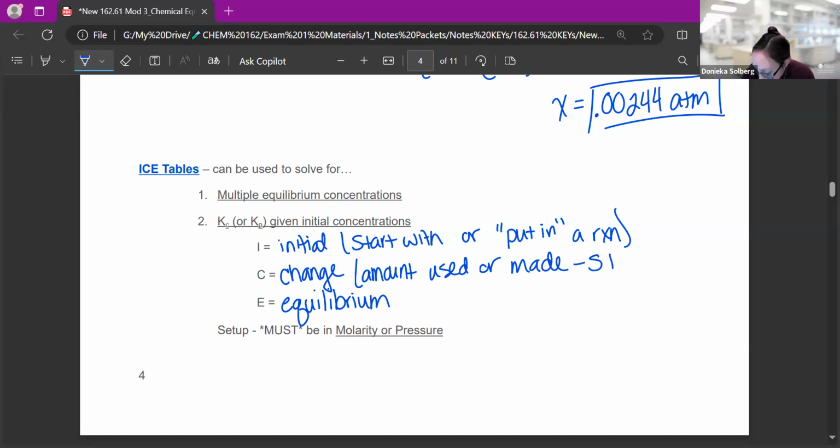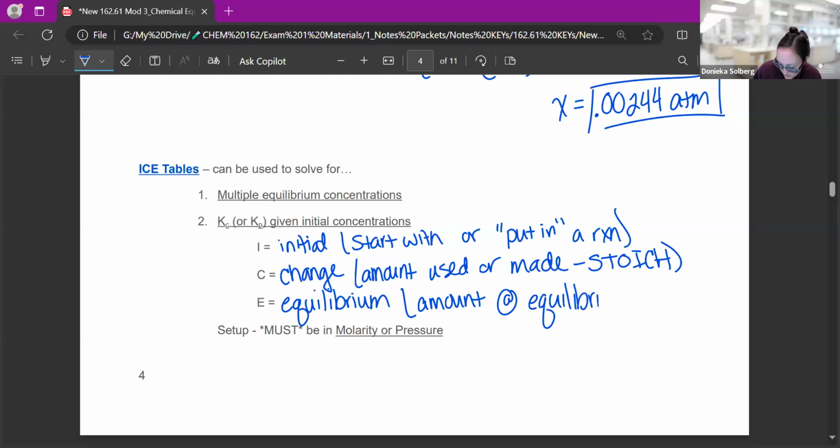This is stoic, okay, stoichiometric. And then the amount at equilibrium is, of course, equilibrium. So once it's reached equilibrium, remember the concentrations stop changing. Those are the amounts we're looking for. So this is the amount at equilibrium. Okay, and I'm going to show you how to set it up, how to get from initial to equilibrium if we do not have those equilibrium values already.